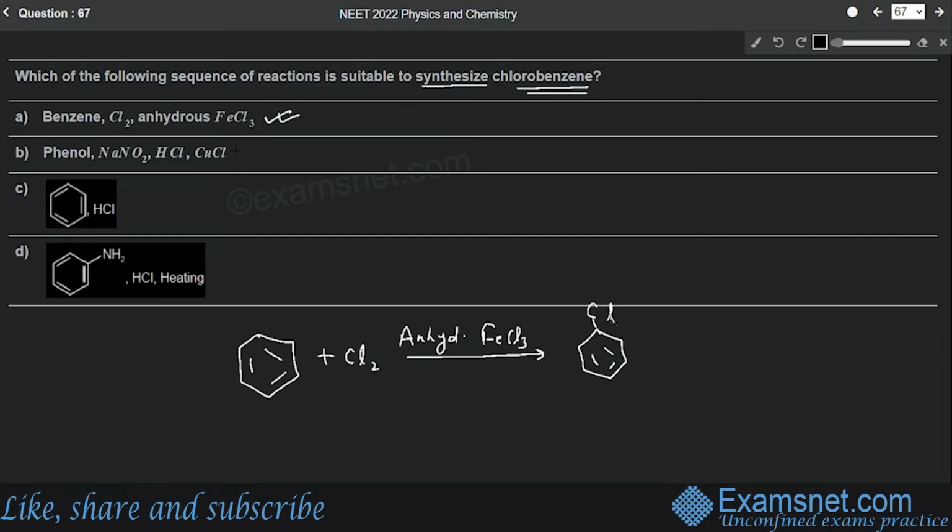Now, why do we use ferric chloride? Because we know that generally benzene is not so reactive and halogen is not electrophilic enough to break the aromaticity of benzene. So this FeCl3 acts as the electrophile and due to this halogenation takes place easily. Okay, so option A is the correct answer.